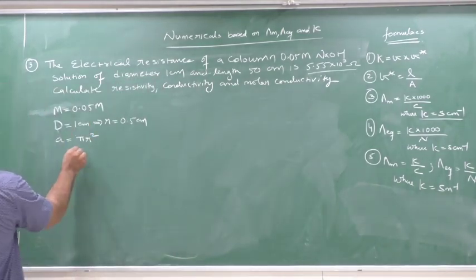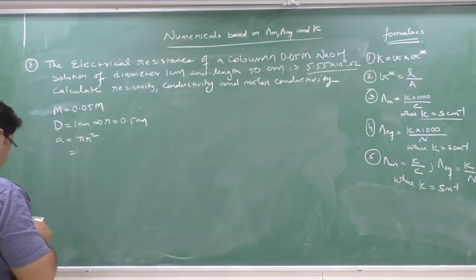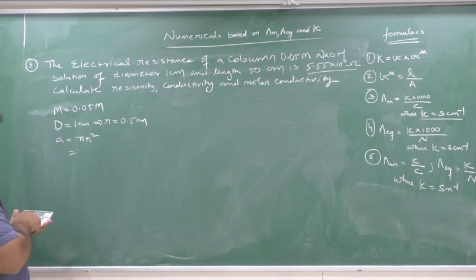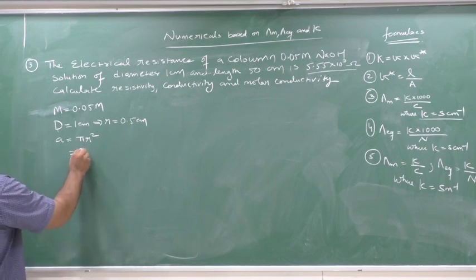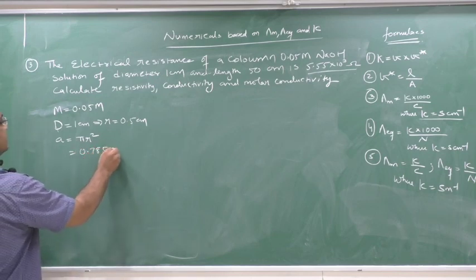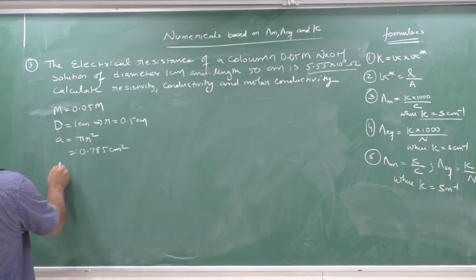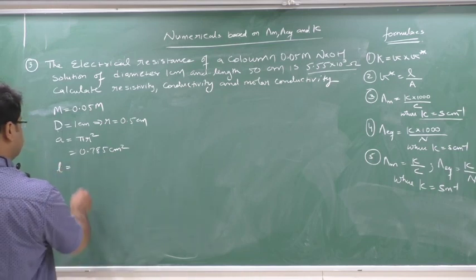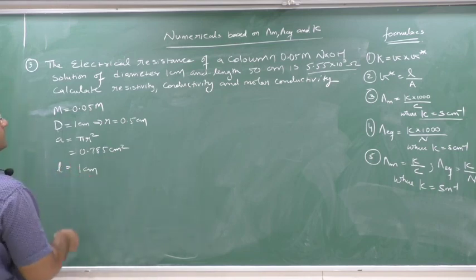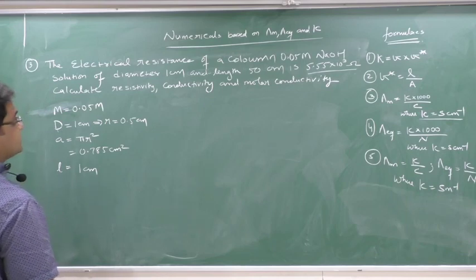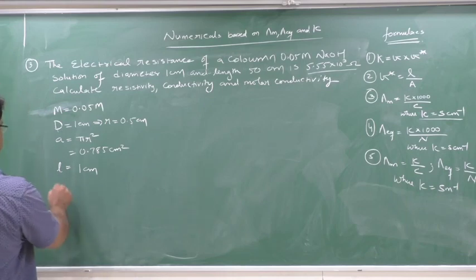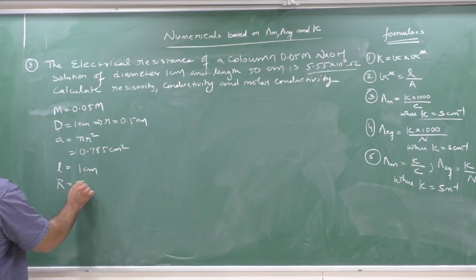So the answer here I will get, that is pi, 3.14, and radius square, 0.5 into 0.5. So you will get the answer 0.785 centimeter square. Length is given as 1 centimeter. Clear?